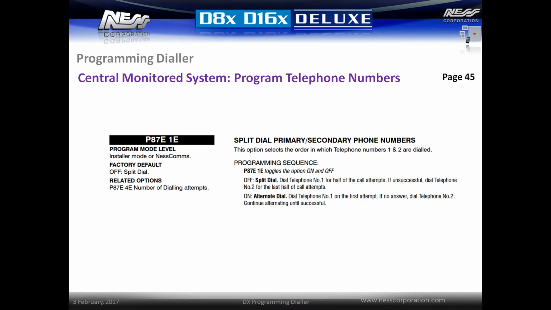It is possible to change the order in which telephone dial attempts are made. By default, telephone number 1 is used for the first half of the dial attempts. If unsuccessful, telephone number 2 is used. Setting the option P87E 1E to on will alternate between telephone number 1 and telephone number 2.